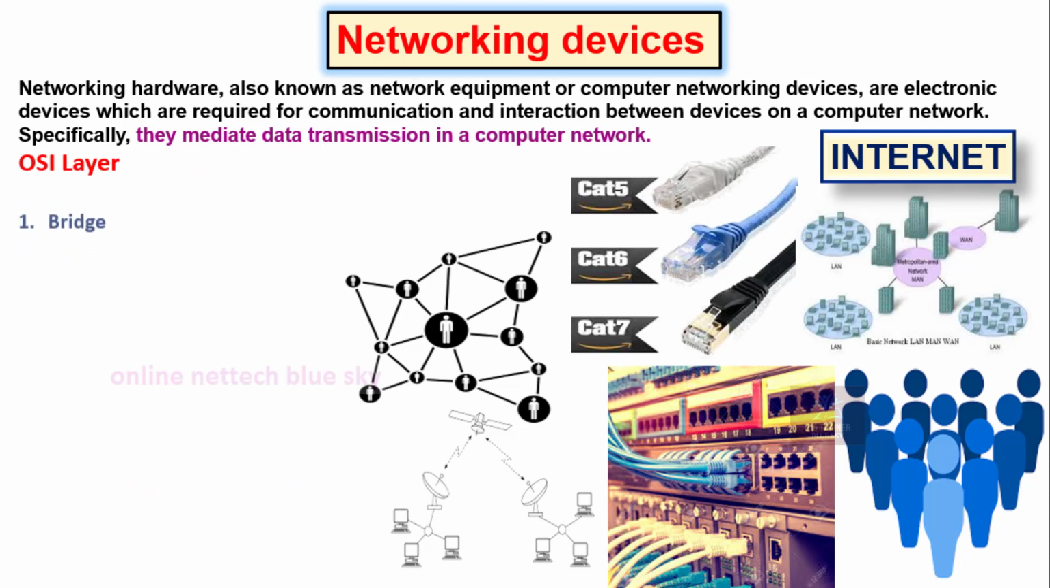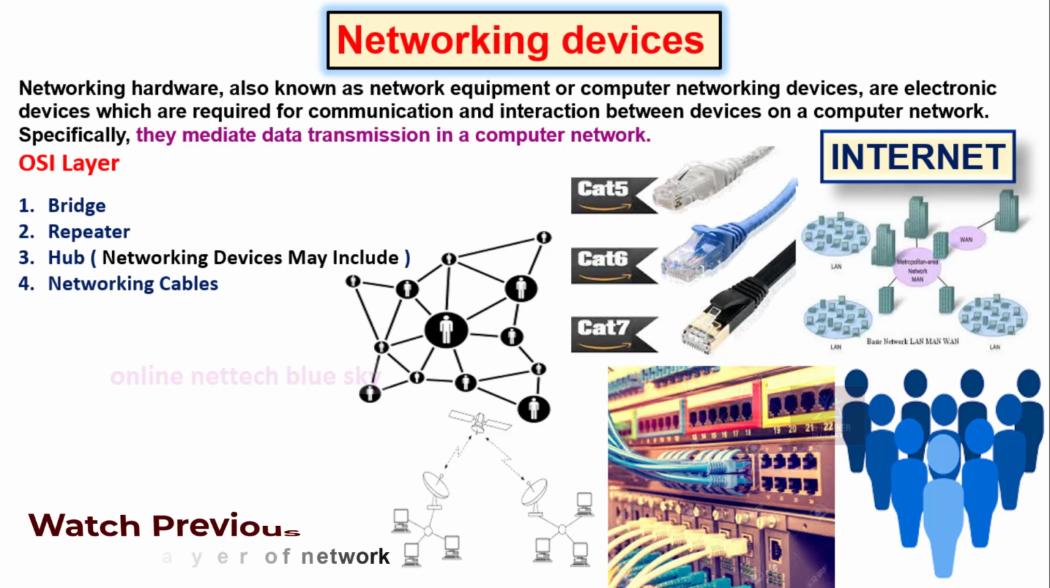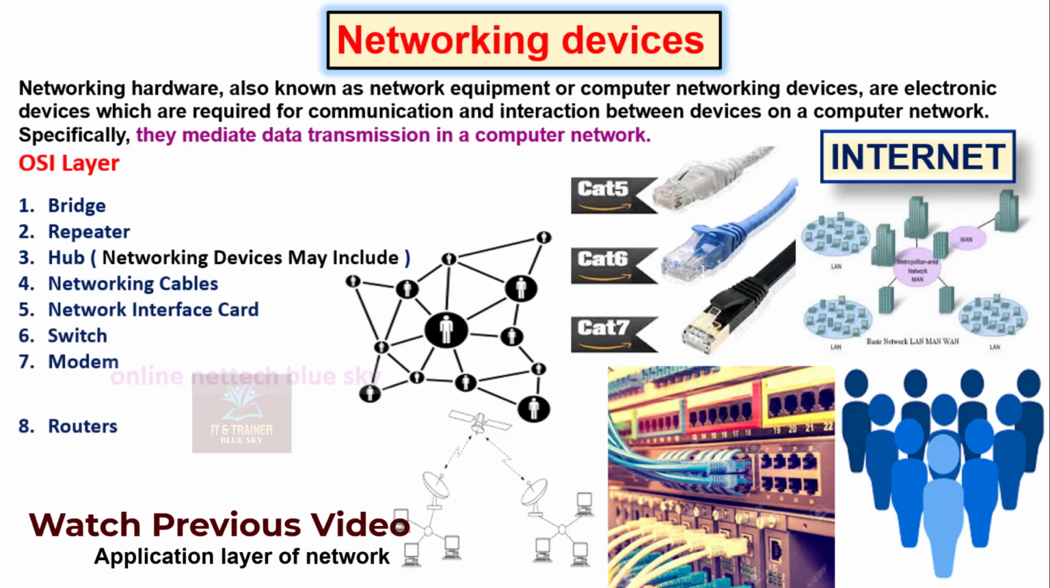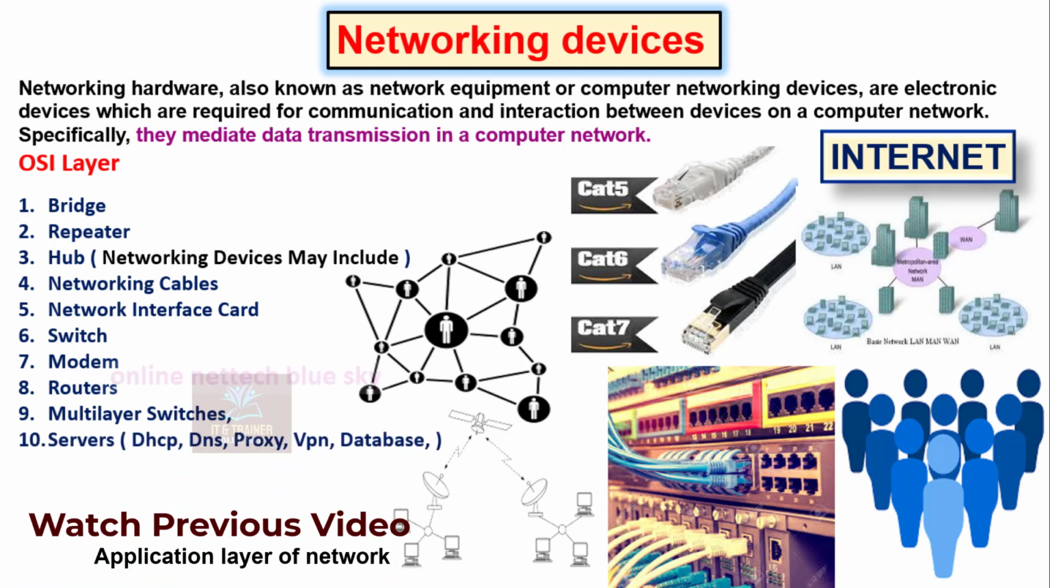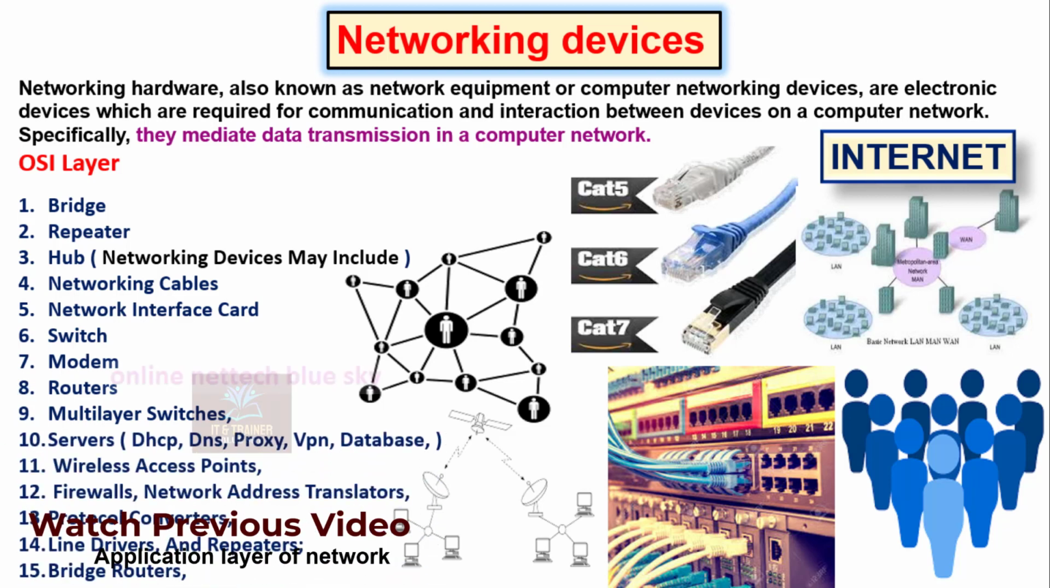A bridge is a network device. Which devices are there? Repeater, hub, networking cables, network interface cards, switch, modem, routers, multilayer switch, servers, wireless access point, firewall. I will create videos on these devices one by one, but I have already created videos on how many types of devices there are.